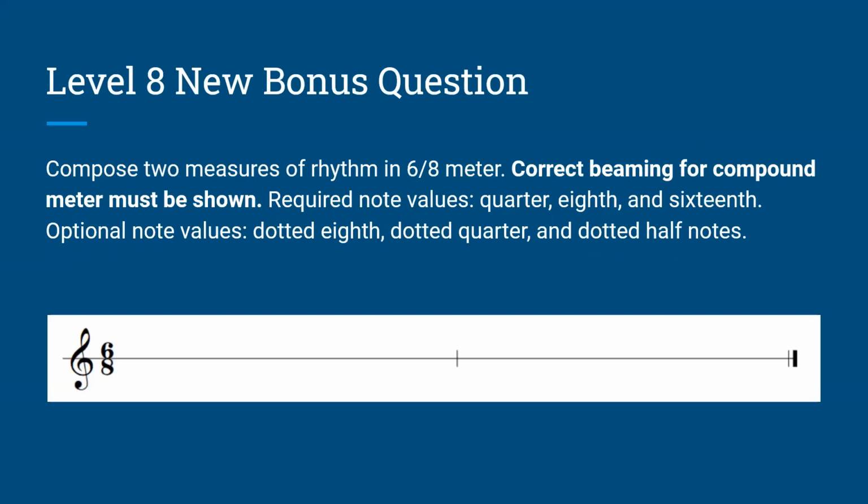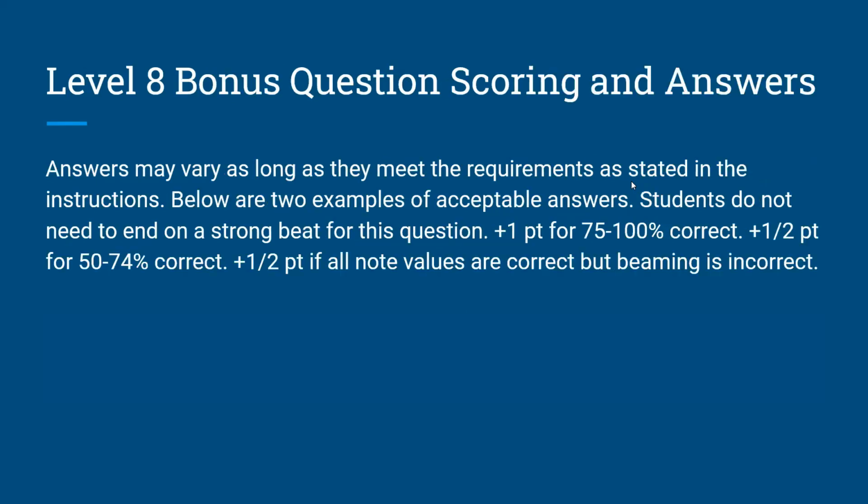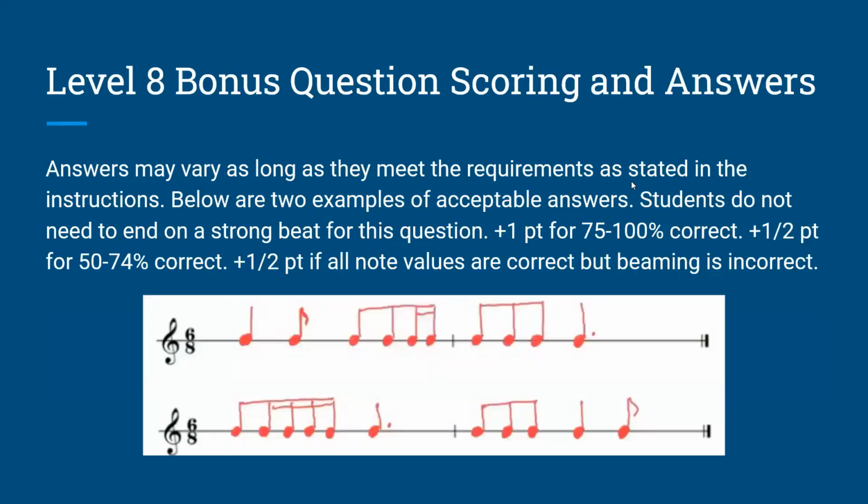So the question will look like this. Compose 2 measures of rhythm in 6/8 meter. Correct beaming for compound meter must be shown. Required note values: quarter, 8th, and 16th. Optional note values: dotted 8th, dotted quarter, and dotted half notes. So a possible answer could look like this. These are 2 possible answers, rather. So answers may vary as long as they meet the requirements as stated in the instructions. These are just 2 possibilities.